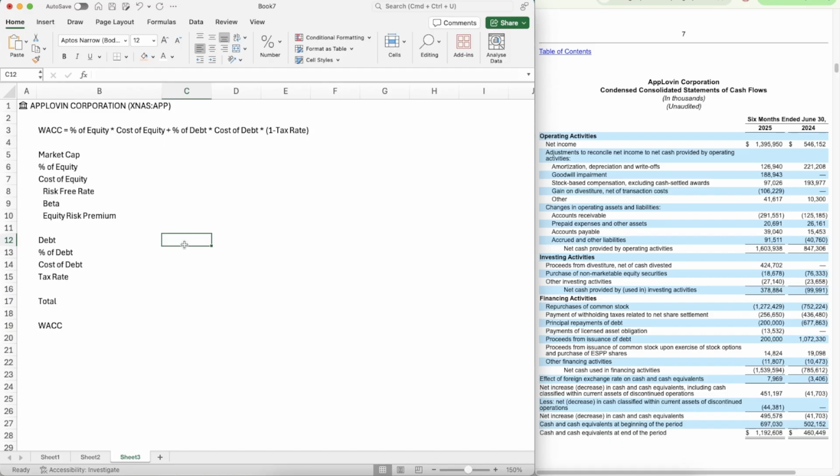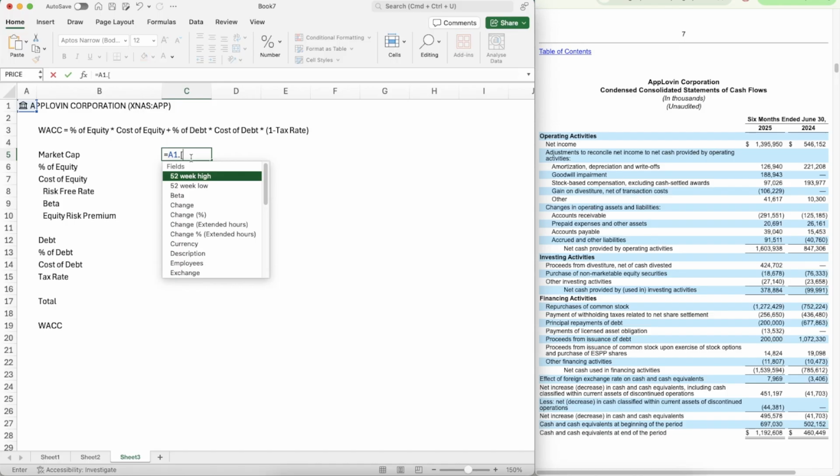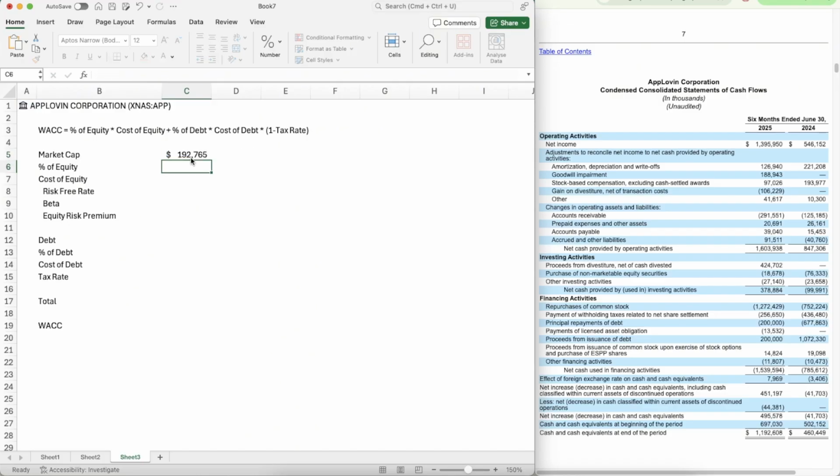There we go. So we're going to go into here. Market cap we can get easily. A1, open parentheses, market cap. Make sure to divide by 1 million though, because that's the units we're operating in. So this is a $192 billion, nearly $193 billion company. It was probably more than 200 billion at one point before it had that pullback.